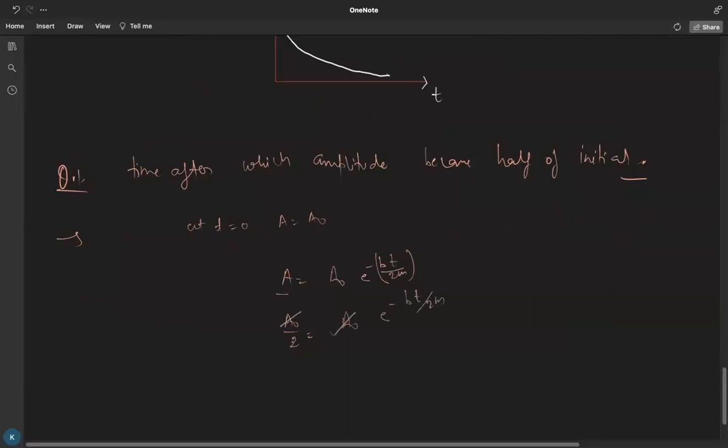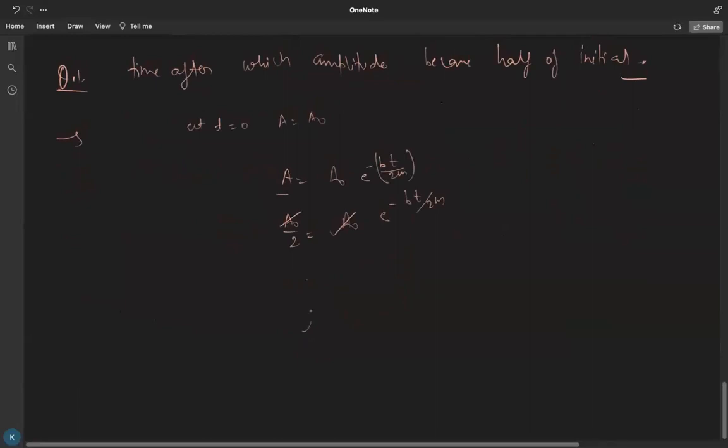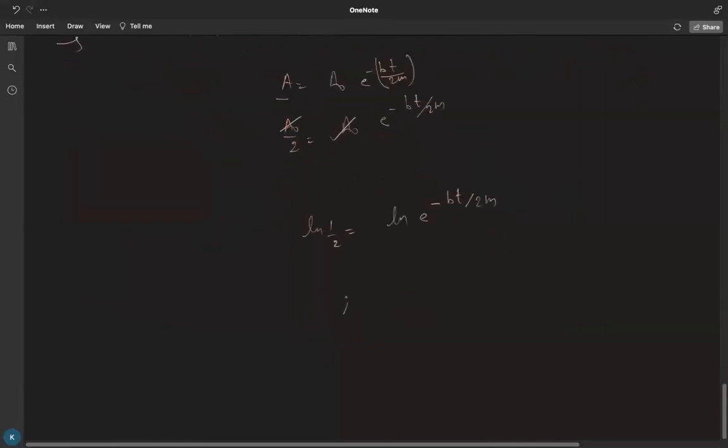So this and this get cancelled. Take the log on both sides. So it will be ln 1 by 2 is equal to ln e to the power minus bt by 2m. So we can write ln 2 is equal to ln e to the power bt by 2m. So it will be 2 is equal to bt by 2m, right? I hope it will be clear to all of you. ln 1 by 2 actually.